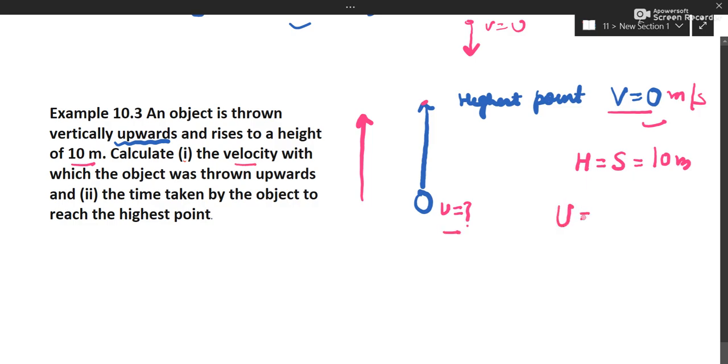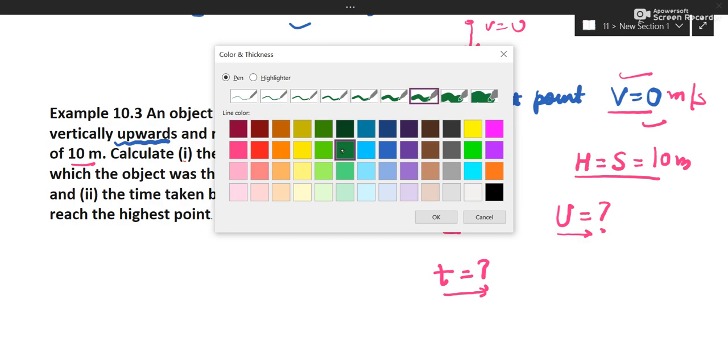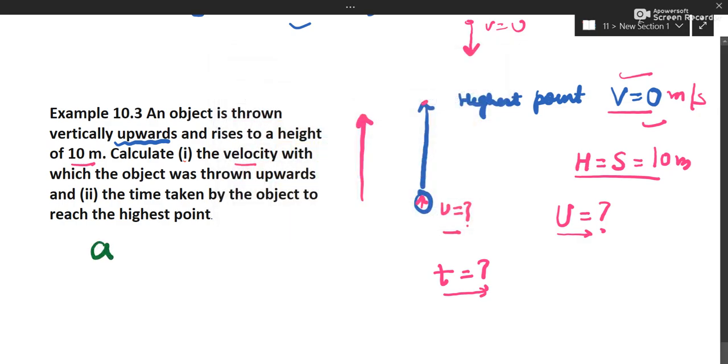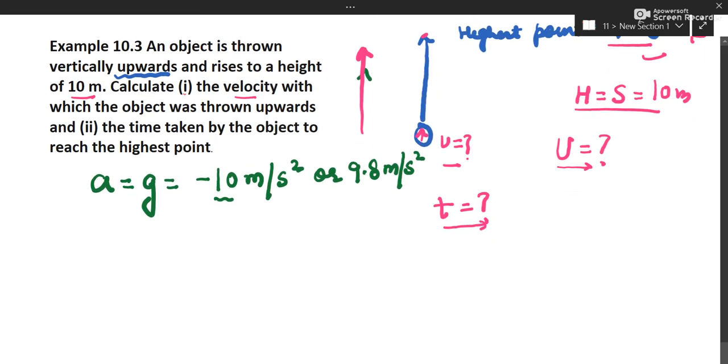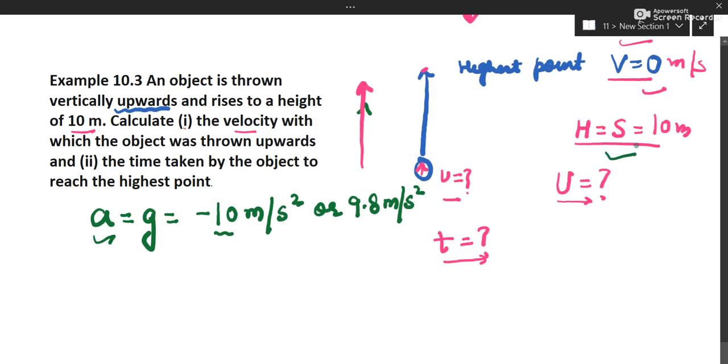So u is asked, initial velocity, the velocity with which it was thrown, and time taken. So we have so many quantities. Final velocity is 0. Height is given, u is asked, and time is asked. Now one quantity that has been given that you should use is acceleration due to gravity, A. Because it is going against gravity up, we will take it minus 10 or 9.8. You can choose. I will take 10 because calculations will be simpler. So I have A, I have S and V.